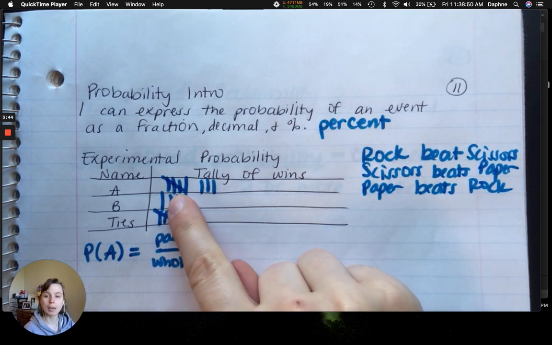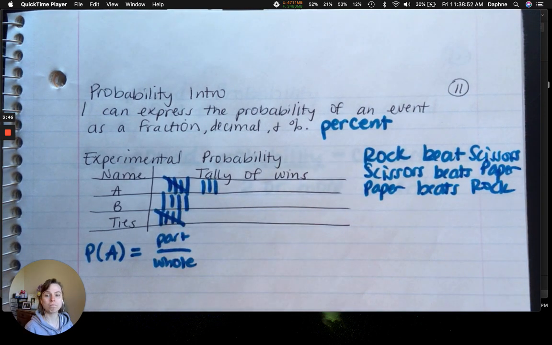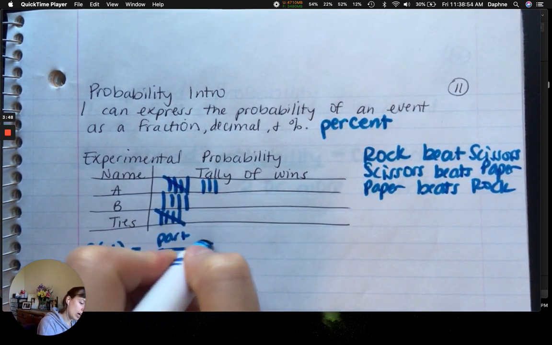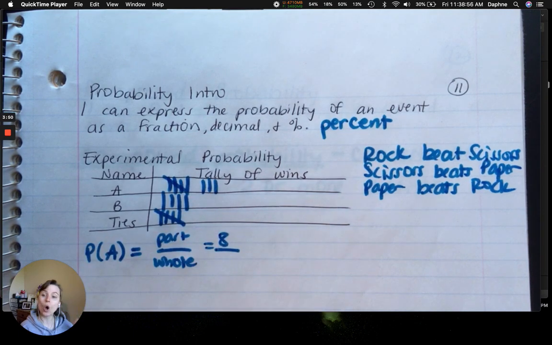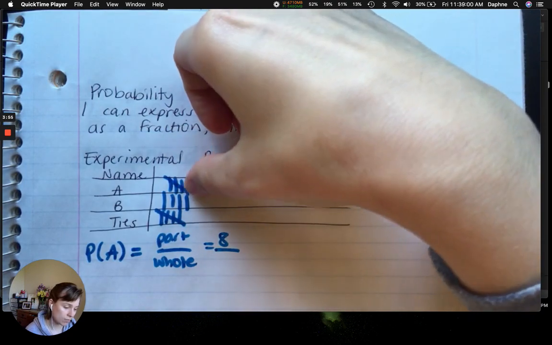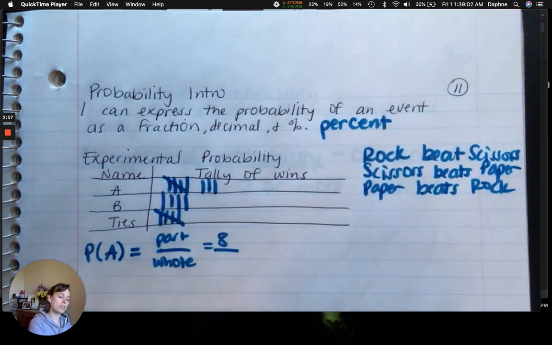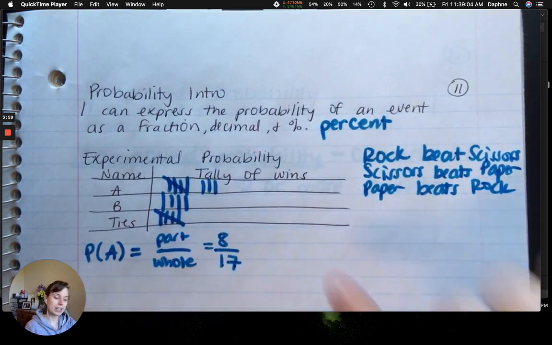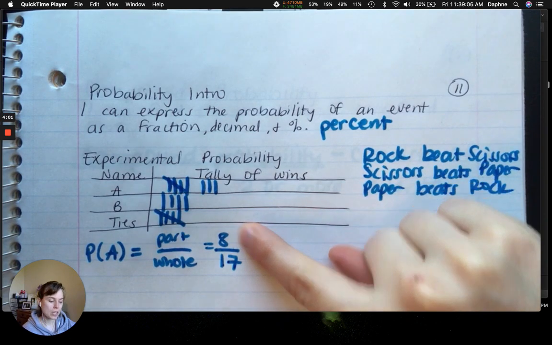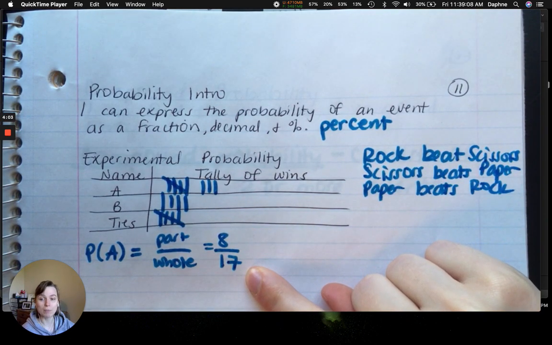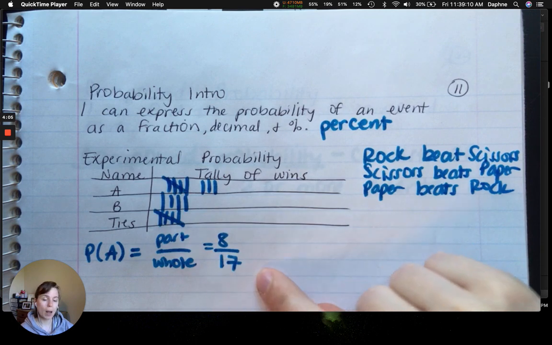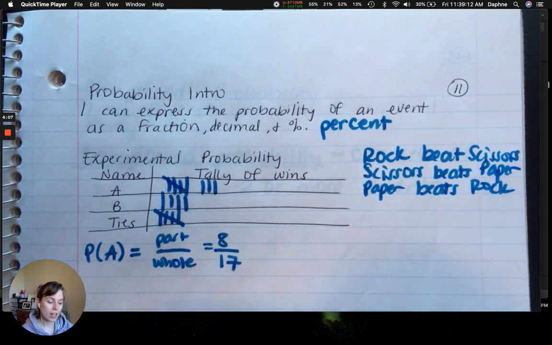How many times did A win? A won 8 times. How many total times were played? In my case, there were 8 plus 4, which is 12, plus 5, which is 17. So 8 is how many times A won. 17 is how many total games were played. So this is the probability or chance that A would win as a fraction.